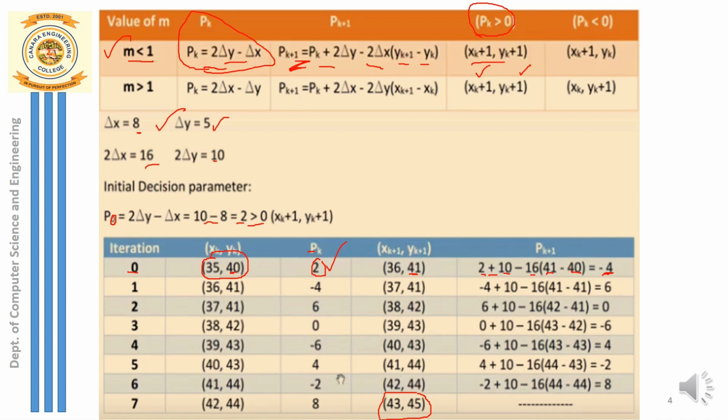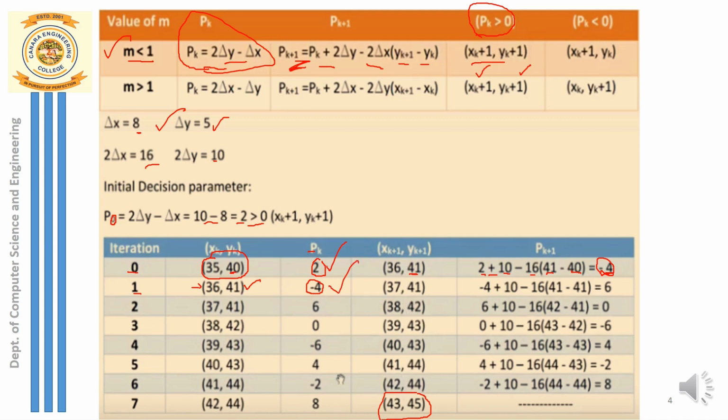So what is our next iteration? The first iteration, the 0th iteration, is done. So now you are in the next iteration. What is the coordinate that we have just calculated from our previous iteration? It is 36, 41, and this is the point that we are going to plot after 35, 40. So the x coordinate is incremented, y also is incremented. So our next value is this here. And what is the previous decision parameter we have just calculated? It is minus 4. So write minus 4, because our previous decision parameter is minus 4.